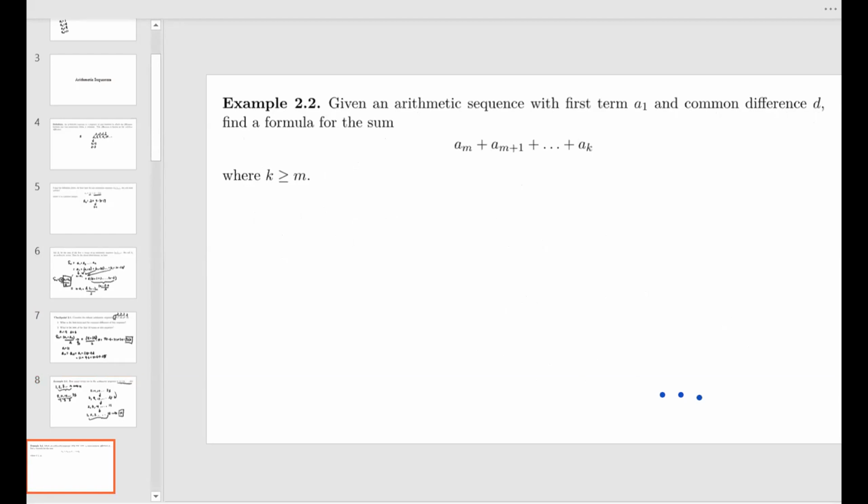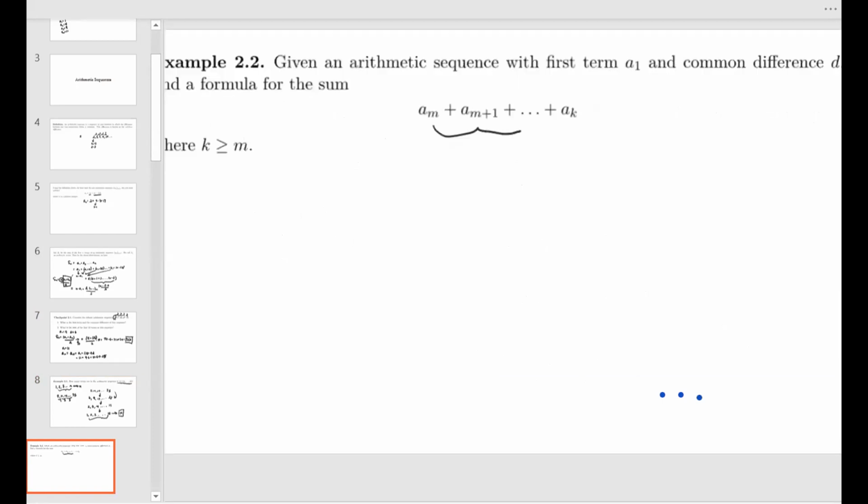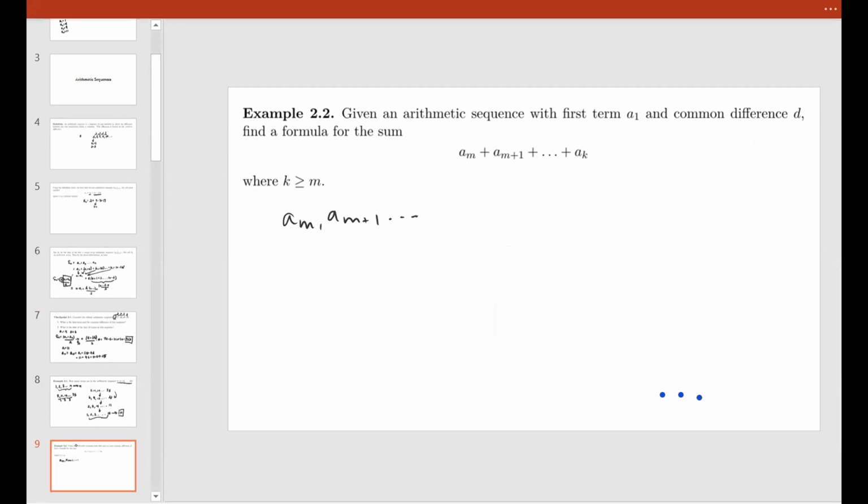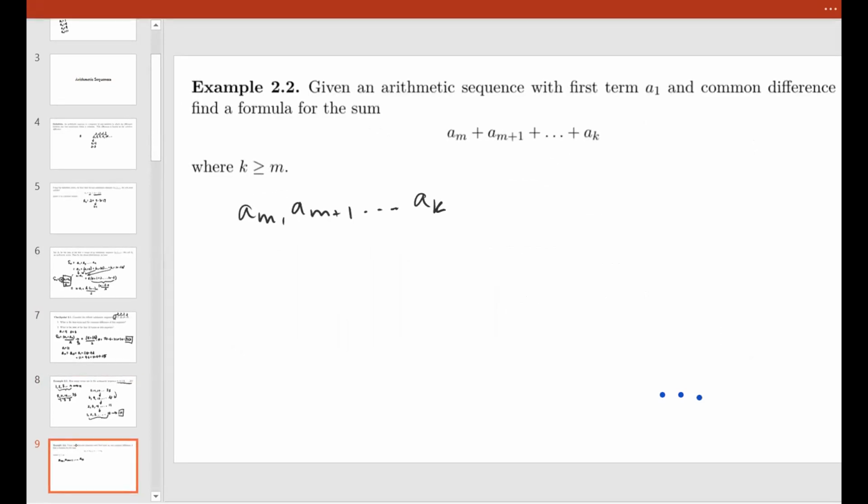So now we have this example. Given an arithmetic sequence with first term a1 and common difference d, find a formula for the sum a(m+1) all the way up to ak. So basically this sequence a(m+1) all the way up to ak is also an arithmetic sequence because a is an arithmetic sequence. These are also going to differ by d, but instead of first term a1, we have first term a(m+1). So let's just define a new sequence b.